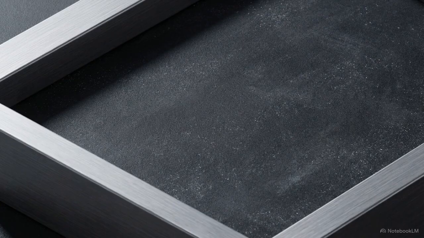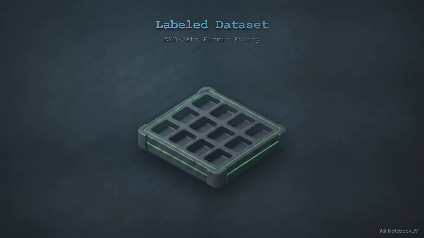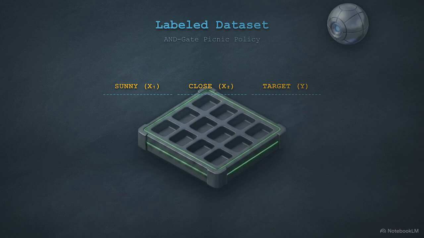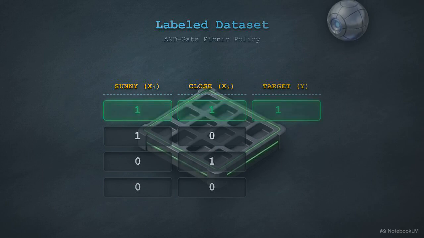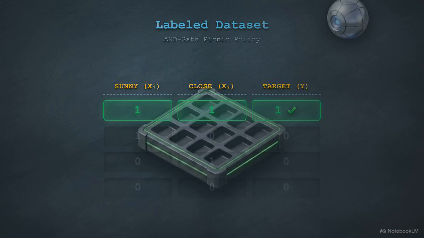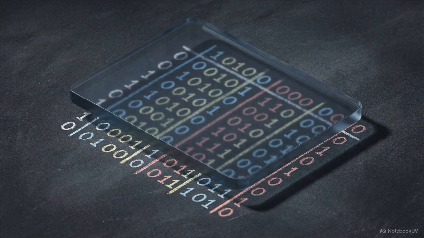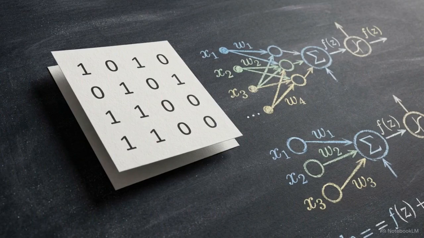Before the model can make accurate decisions, it needs experience. We provide this through a labeled dataset, which gives the model a specific set of rules to learn from. This chart shows our AND gate picnic policy. Out of 4 possible scenarios, the only combination that results in a target output of 1, a go decision, is when it is both sunny and close. Every other combination results in a 0. Establishing this explicit mathematical blueprint and strict target data transforms the theoretical concept of decision-making into a measurable, testable system.